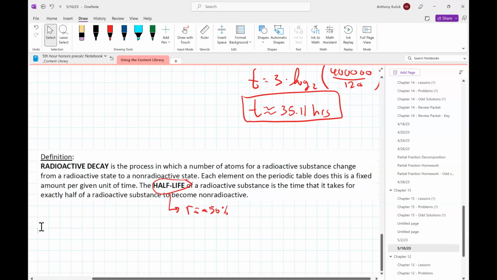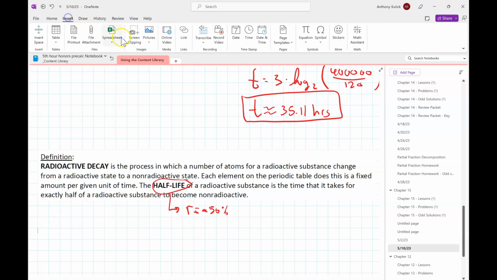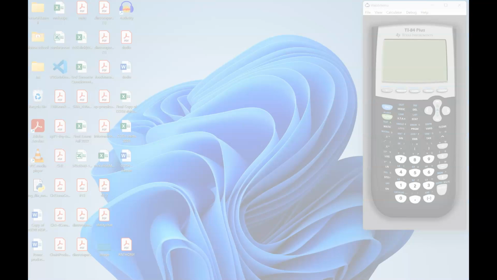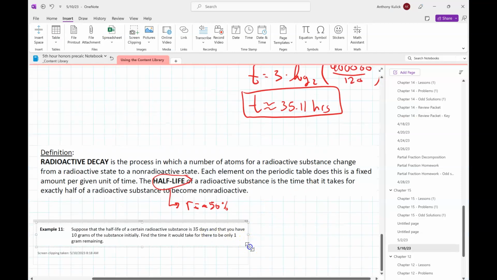All right. So let's do a numeric example here and be on our way.